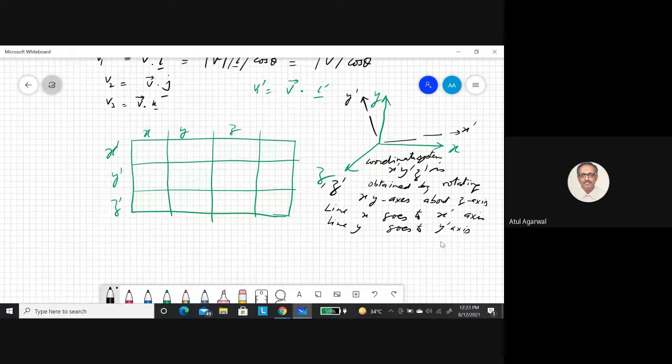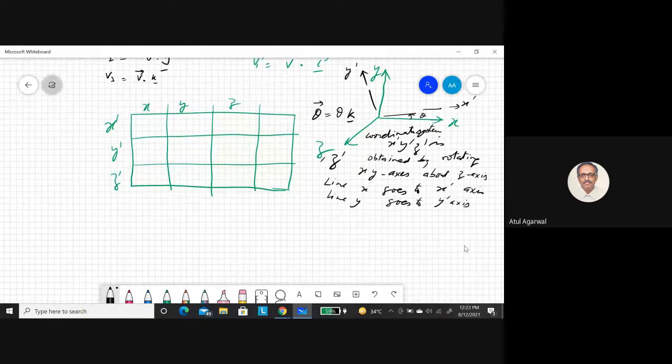Now, what is the angle between x prime and x? Theta. You are assuming the rotation is by angle theta. So if you have to write theta vectorially, it will be theta k. You have done a counterclockwise rotation. Now, what is the angle between x prime and x axis? Theta. So the cosine of that angle is cos theta. So this is known as the L matrix.